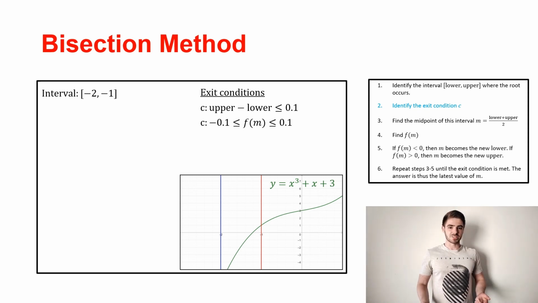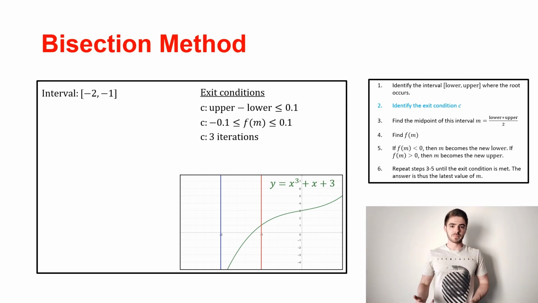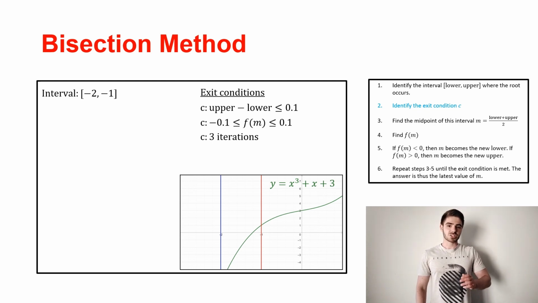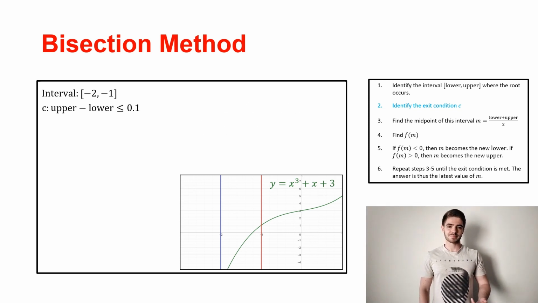The last exit condition is the simplest. We'll just stop the algorithm after a given number of loops. For example, we could repeat the algorithm 3 times, and the answer is just going to be the result that we found on the third iteration. For this example, we're just going to use the first exit condition. Now we can move on to actually solving the equation.